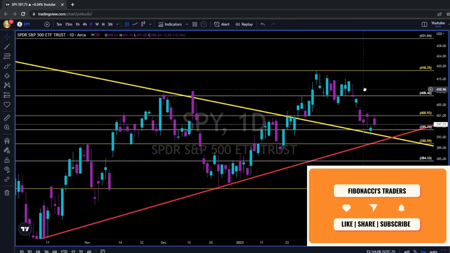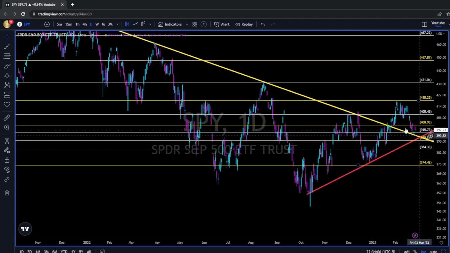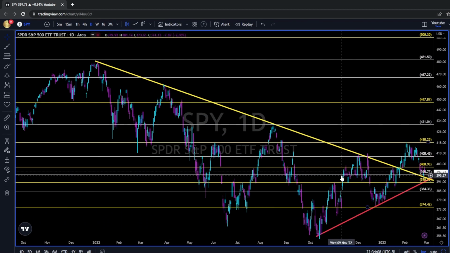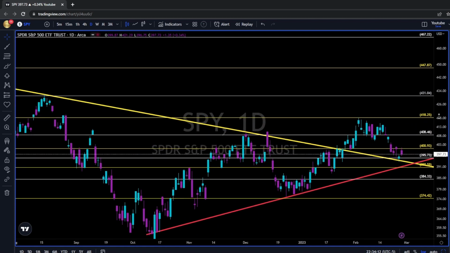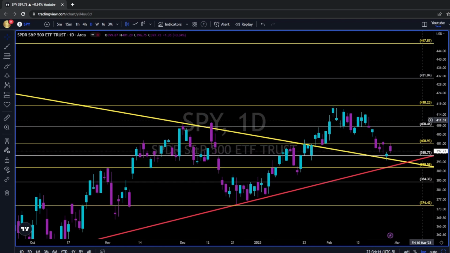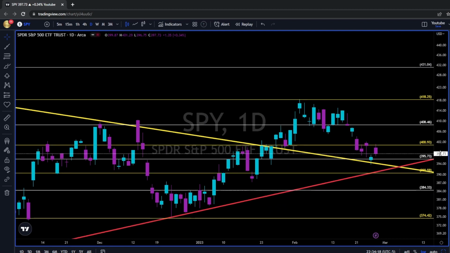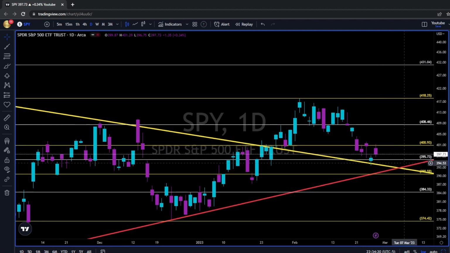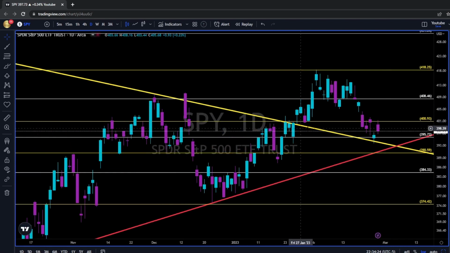SPY daily time frame: short term, downtrend; mid term, uptrend; long term, downtrend. It all depends on what you are trading and the time frame that you are trading. Now we have 396 as a very important area of support. Why? Because we have a crossroads between two major trend lines.